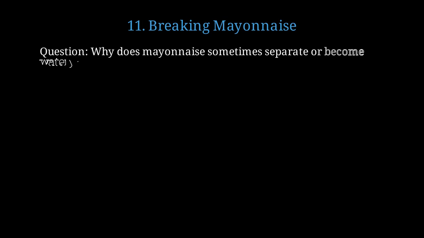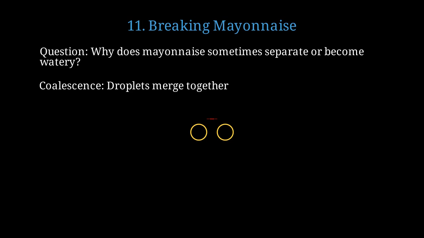What happens when mayonnaise breaks, and why does it happen? Have you ever had mayonnaise separate into an oily mess? Let's understand why this happens. The primary failure mechanism is coalescence, where oil droplets merge together. Two droplets approach each other under thermal fluctuations or mechanical disturbance.